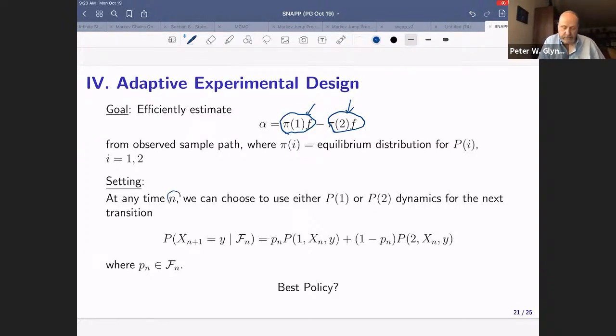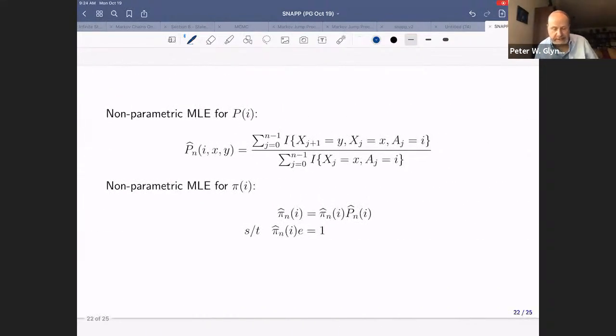So at any time n, we're going to be running this ride-sharing platform. We can choose either to use type 1 dynamics or type 2 dynamics for the next transition. So in particular, based on the history observed up to time n, we'll use either type 1 dynamics or type 2 dynamics, and we can randomize between the choice, p_n being the probability that we choose type 1 dynamics, 1 minus p_n being the probability that we choose type 2 dynamics, and of course these p_n should be adapted to the history up to time n. It should be non-clairvoyant. So what's the best policy in this setting? So I'm going to just describe how you might analyze this. And we'll see that Poisson's equation arises in a very natural way in this context, both the measure valued version and the function valued version.